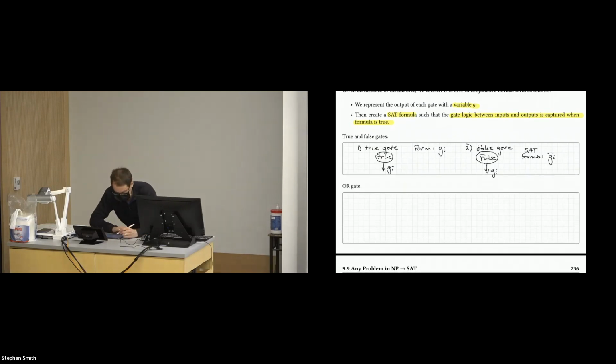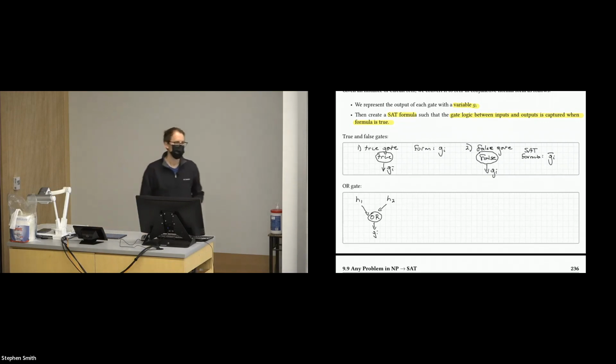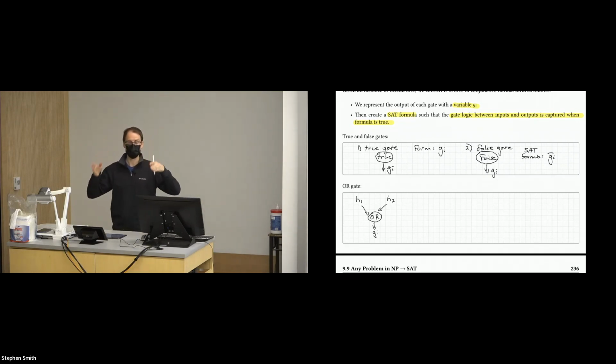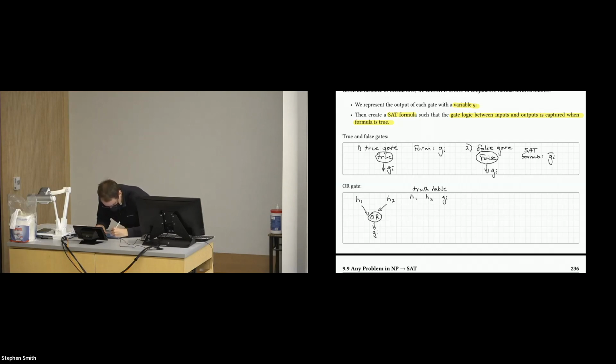Okay, let's do an OR gate because it's a little bit more interesting. An OR gate takes in two inputs, H1, H2. They go into my OR, and out comes my output, gi. And the logic of that gate, maybe it's useful to write it as a truth table so that you can see the logical assignments. So in the truth table we would write H1, H2, and then the output gi.